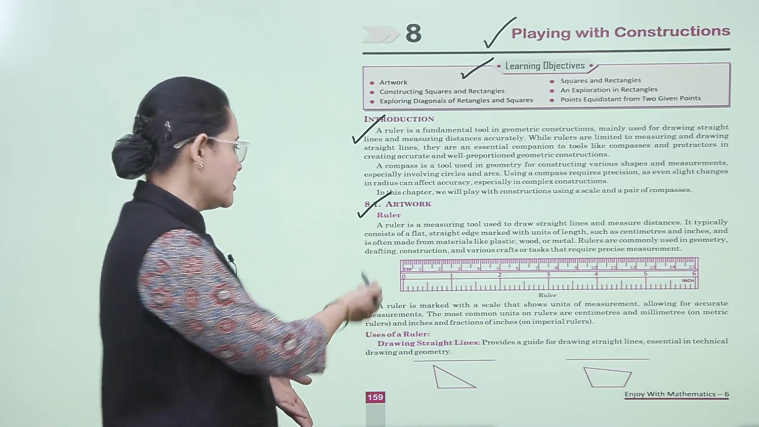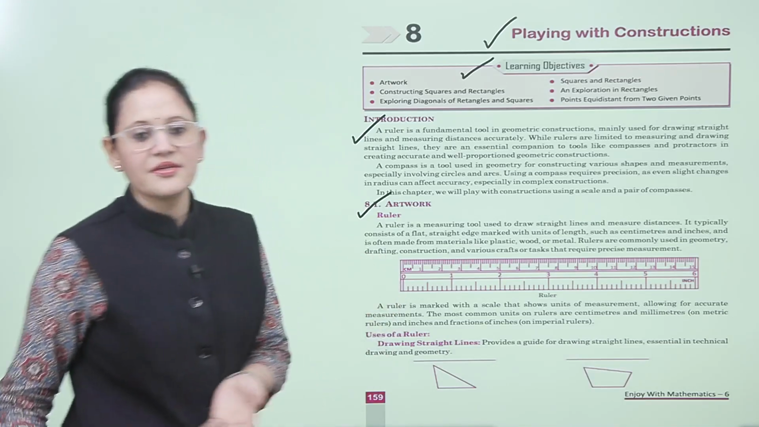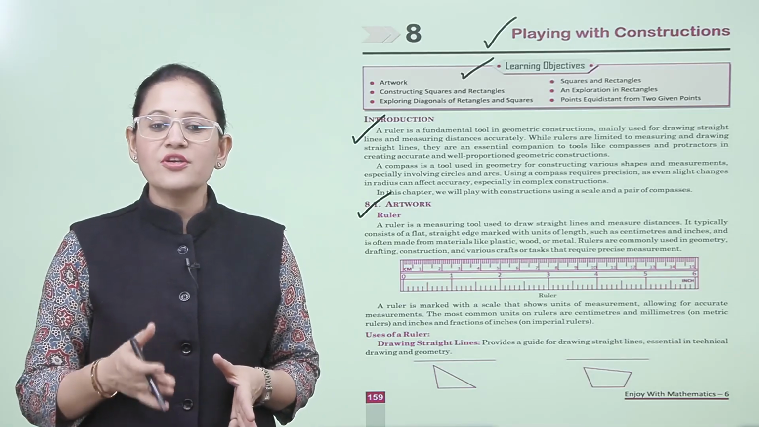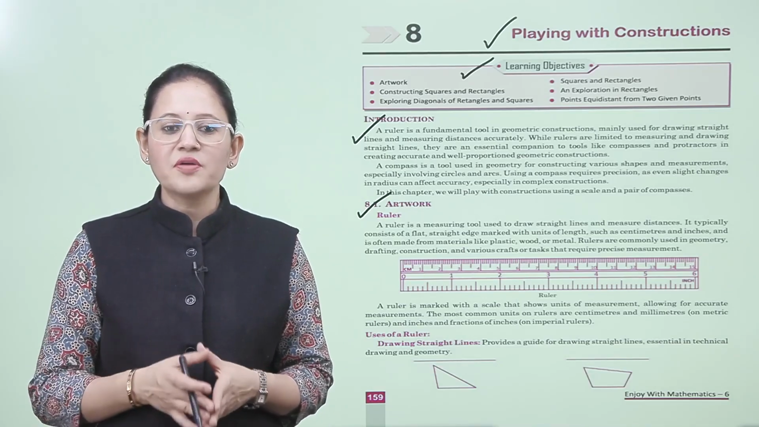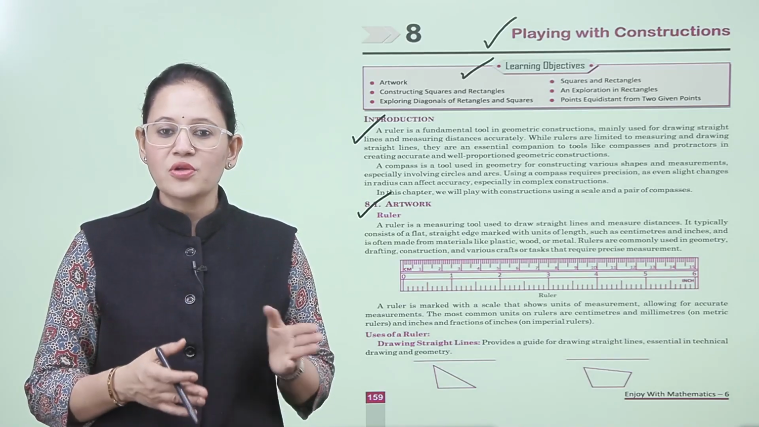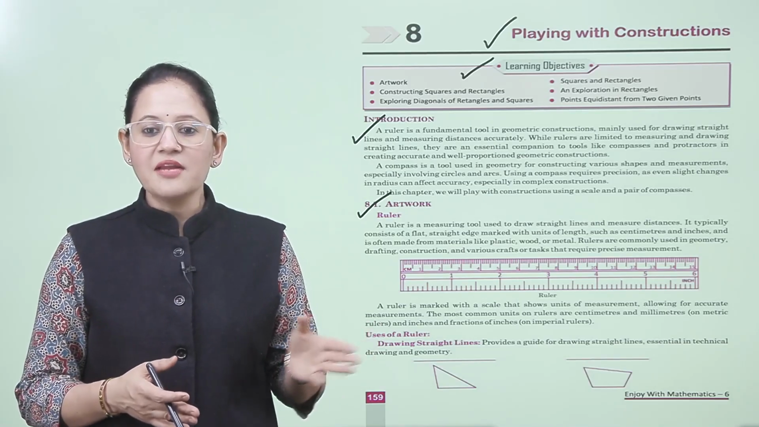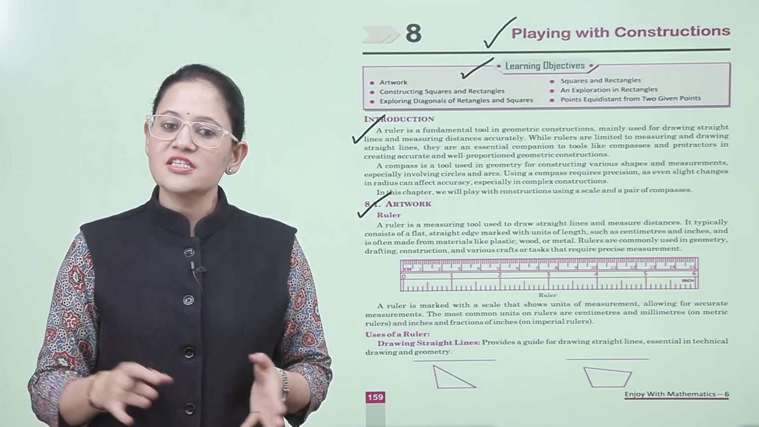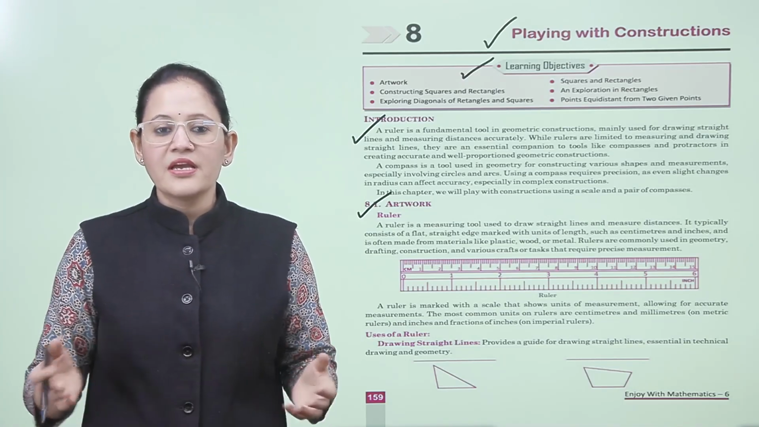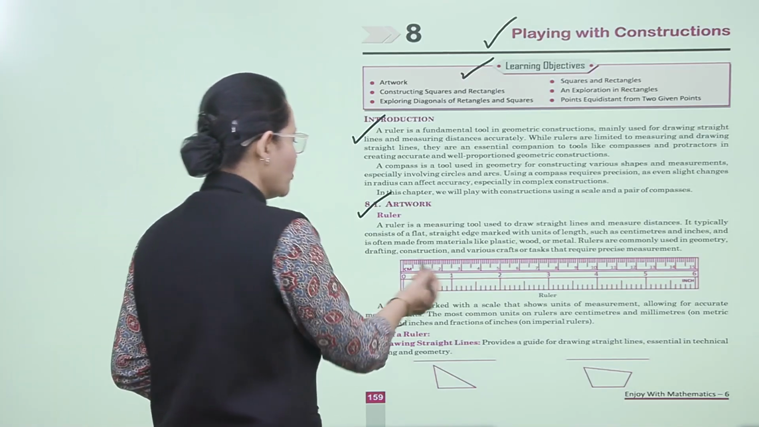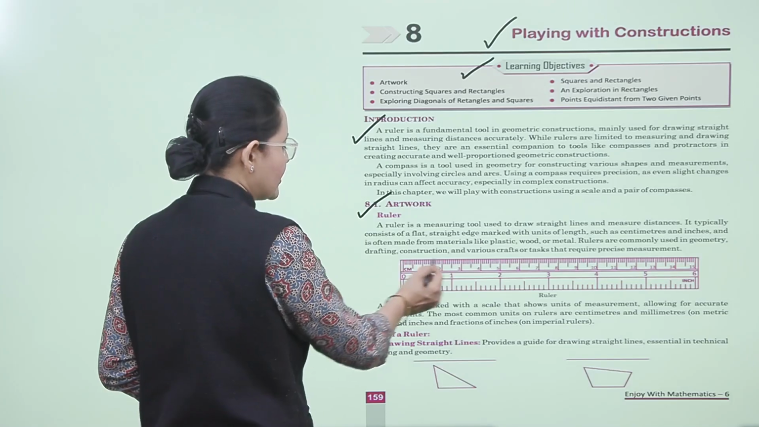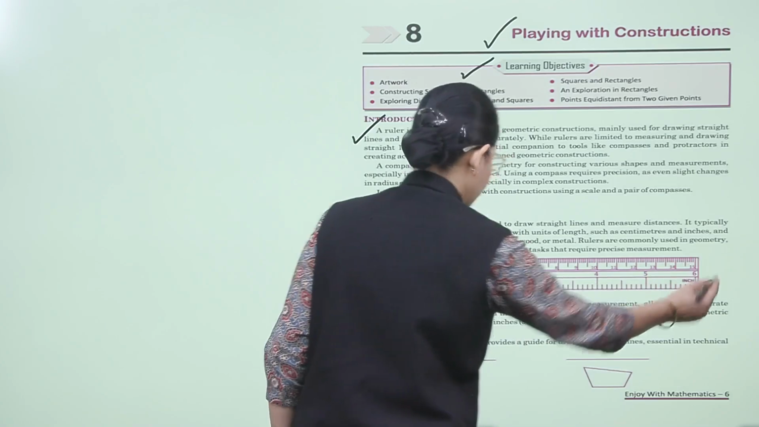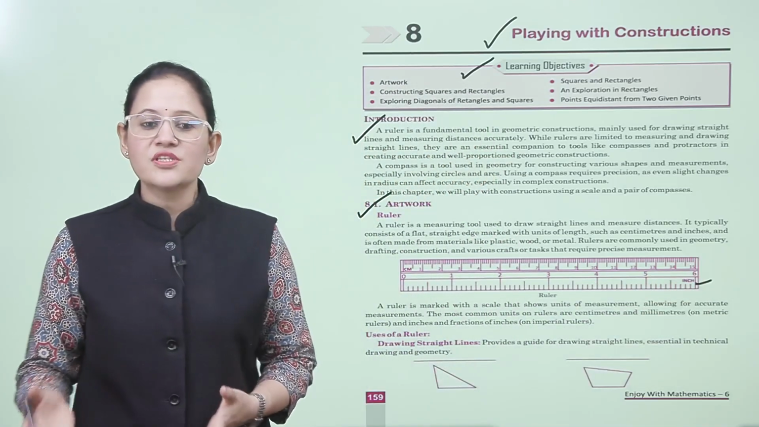You can see the markings in centimeters, and on the other side in inches. The ruler is marked with a scale to show the unit of measurement, allowing for accurate measurement. The most common units on a ruler are centimeters and millimeters on a metric ruler, and inches and fractions of inches on an imperial ruler. So you can see on the ruler the marking here is in centimeters, the small divisions show millimeters, and this side shows inches. Next are the uses of the ruler.